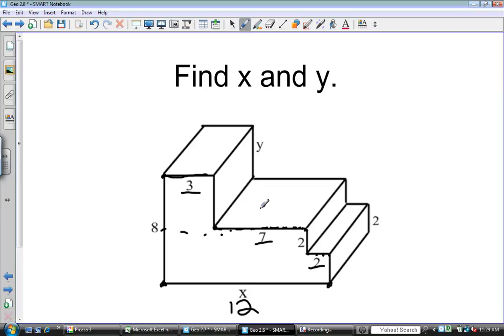Now let's see. If I wanted to find out y is going up and down. Let's look at all the up and down. We have 8, that's the whole distance. We have 2 here and 2 here. So if I go up 2, and then I go up 2 more, how many more do I need to get up to get to 8? That would be 4.